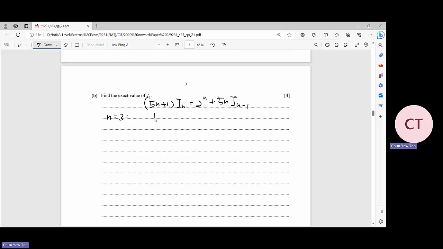When n is 3, you get 16 I3 equals 2 power 3 plus 15 I2. So in order to get I3, you must get I2 first. So just change n to 2 again. If n is 2, then you get 11 I2 equals 2 power 2 plus 10 I1. That means in order to get I3, you must get I2. In order to get I2, you must get I1. In order to get I1, you change your n to 1.